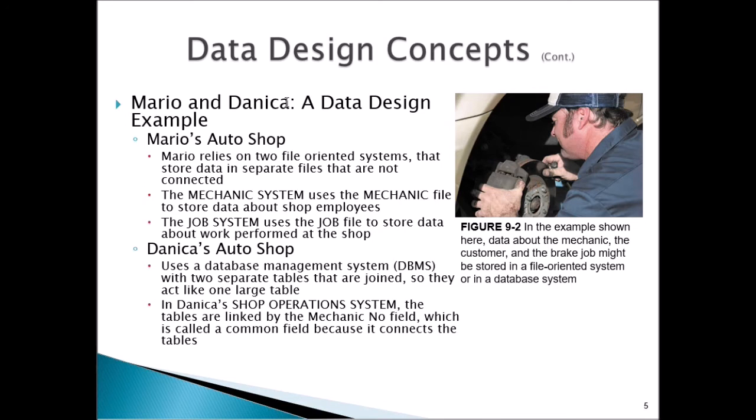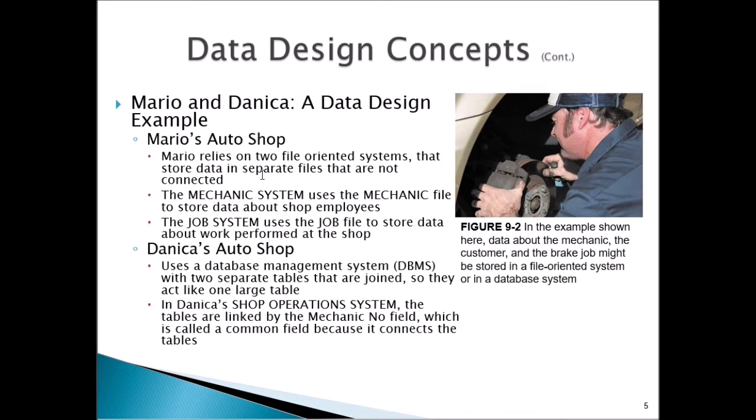Mario and Danica. So Mario has an auto shop and Danica has an auto shop. Mario relies on two separate file-oriented systems that store data in separate files that are not connected. The mechanics system, which is one of these systems, uses the mechanics file to store data about shop employees. The job system uses the job file to store data about the work performed at the shop. Now remember that these are completely separate systems.